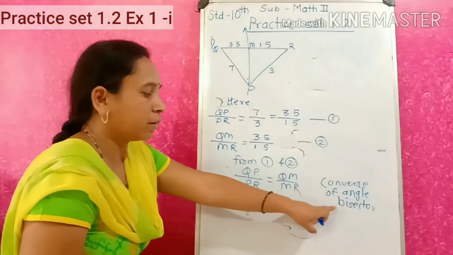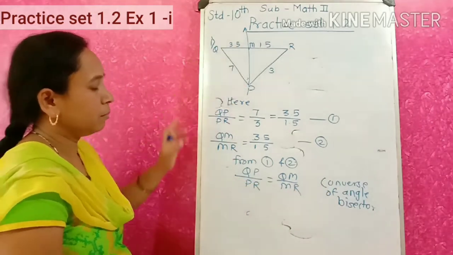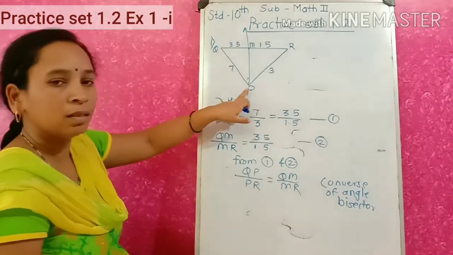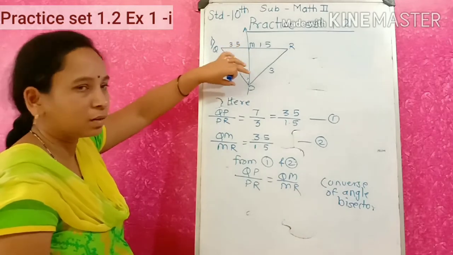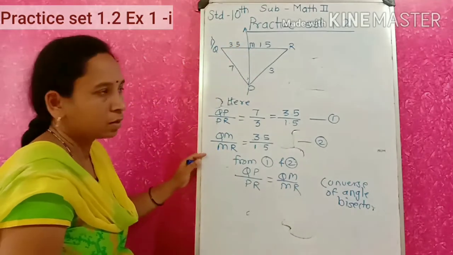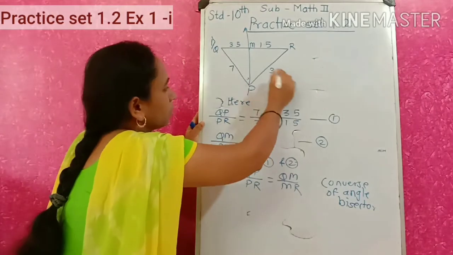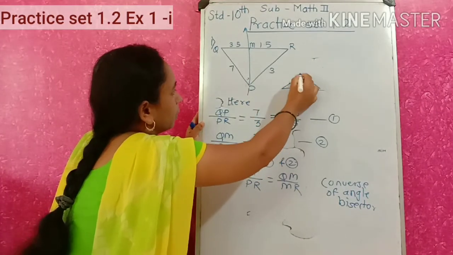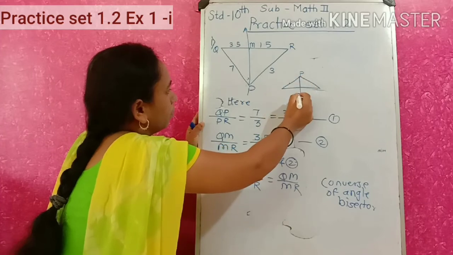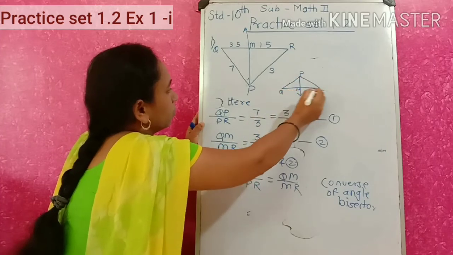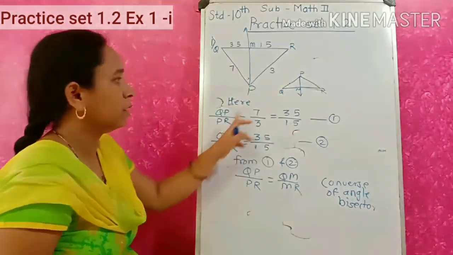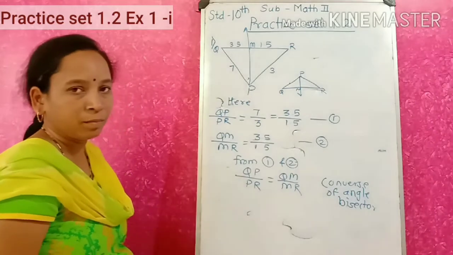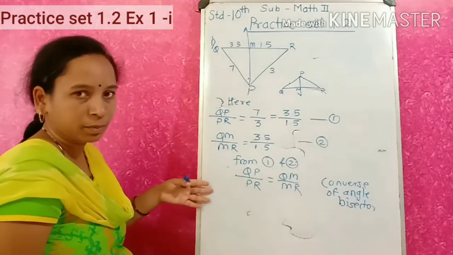By the converse of the angle bisector theorem, I can say that PM is a bisector of angle P. That you have to write here. And if you rotate this figure, it would be easy to understand. Rotate means, if I write it this way, P would be here and M here, Q and R, then you can get the ratio QP upon PR and here QM upon MR. So in this way I have proved the first example. We'll go for the next figure.